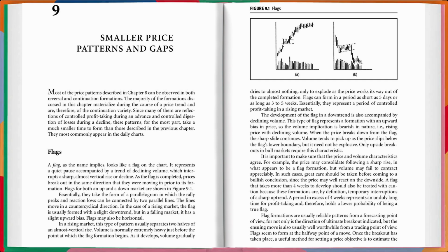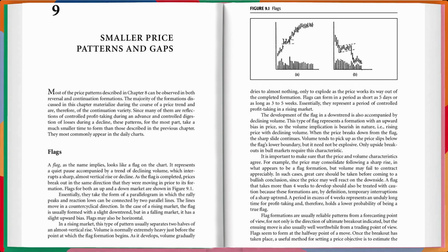It is important to make sure that the price and volume characteristics agree. For example, the price may consolidate following a sharp rise in what appears to be a flag formation, but volume may fail to contract appreciably. In such cases, great care should be taken before coming to a bullish conclusion, since the price may well react on the downside. A flag that takes more than 4 weeks to develop should also be treated with caution because these formations are, by definition, temporary interruptions of a sharp uptrend. A period in excess of 4 weeks represents an unduly long time for profit-taking, therefore, holds a lower probability of being a true flag.